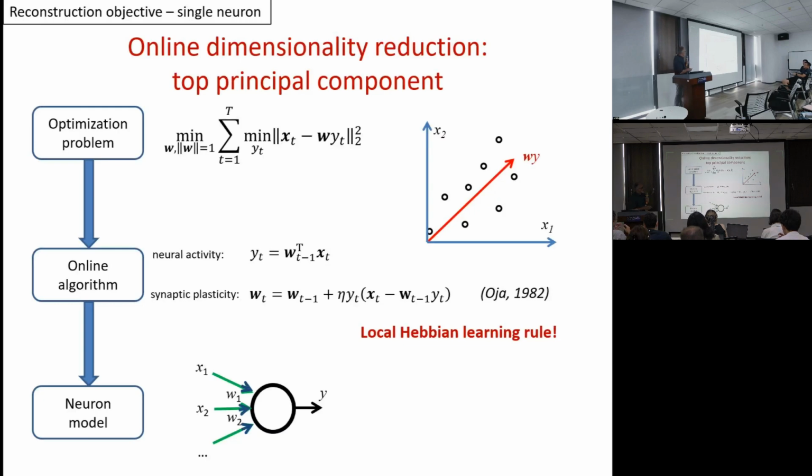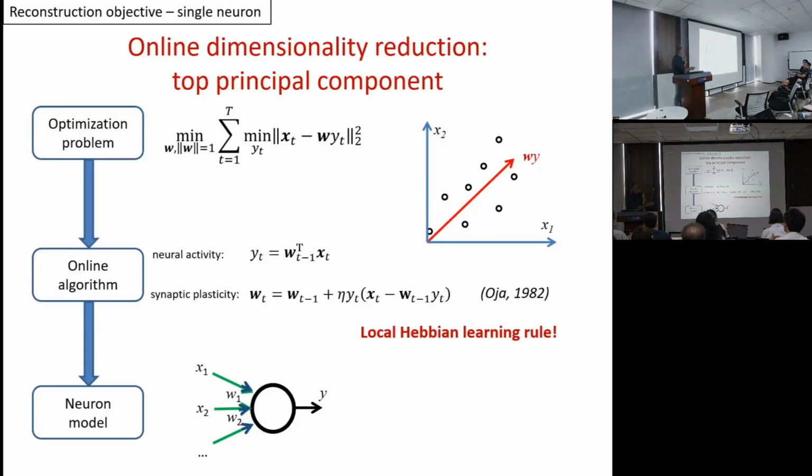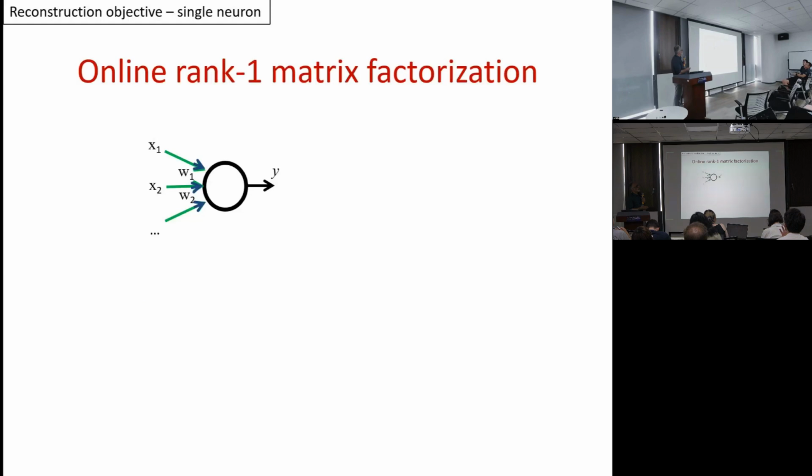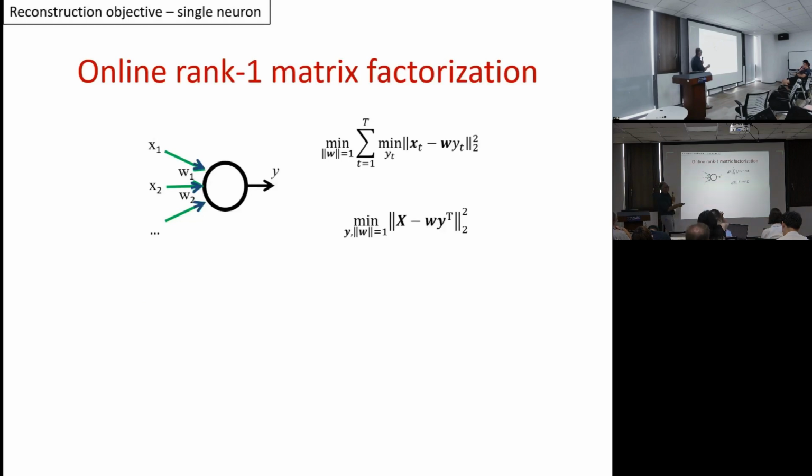So now this is maybe the simplest case of the normative approach applied on the level of neurons. We started with an optimization problem, derived an online algorithm, and computed a neuron model. Before we go on, I just want to give you yet another visualization of what the neuron is doing. We're solving the same kind of problem, but we will rewrite it using the matrix notation.